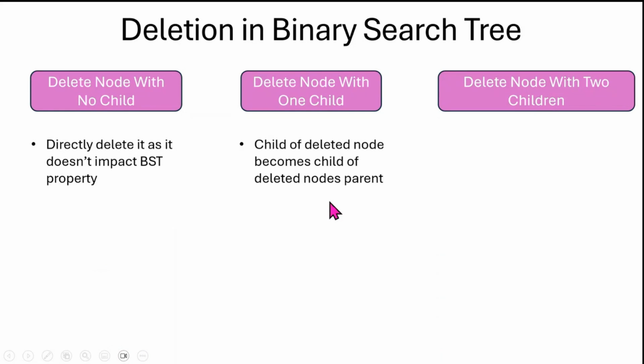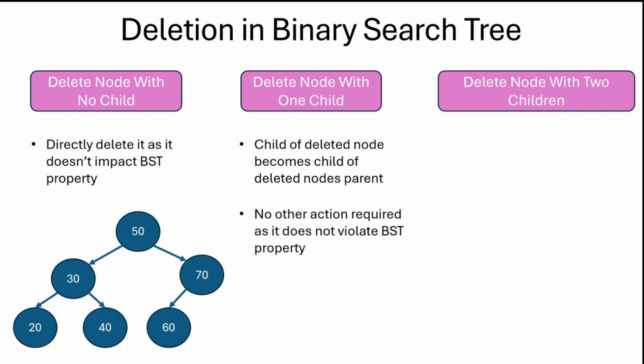In the second case, when we delete the node with only one child, the child of deleted node becomes the child of deleted node's parent. And no further action required because in that case also it does not violate the binary search tree property. For example, here, let's say we delete the 70, then 60, which was the child of deleted node 70, will become the child of node 70's parent, which is 50. So it is still satisfying the binary search tree property.